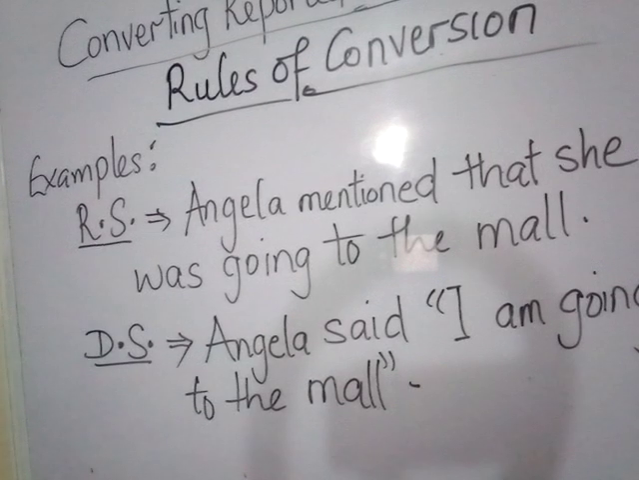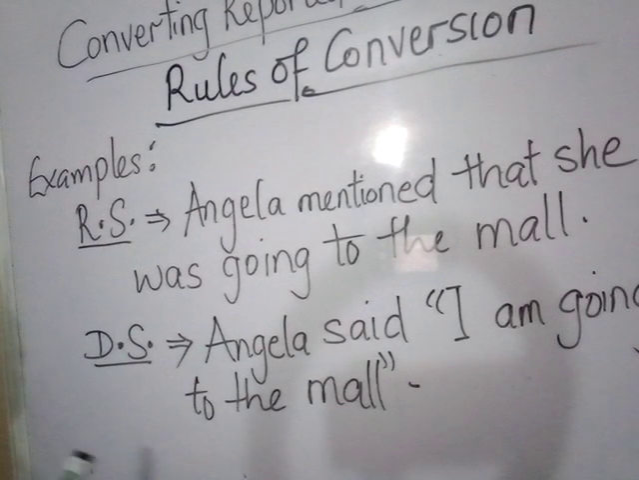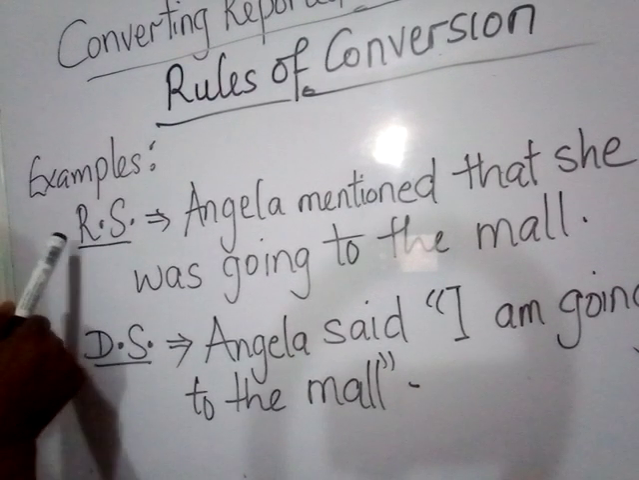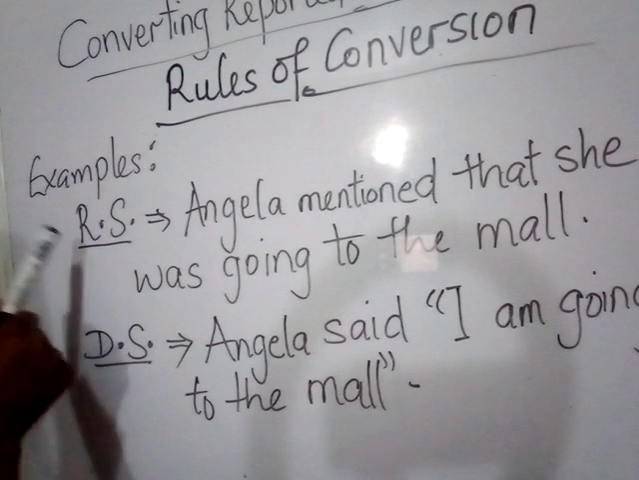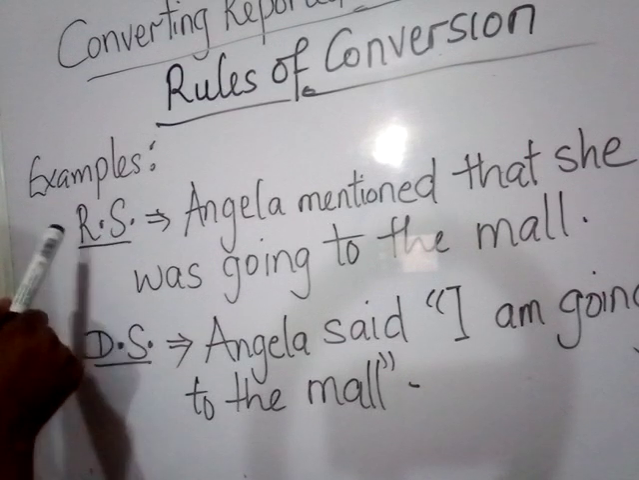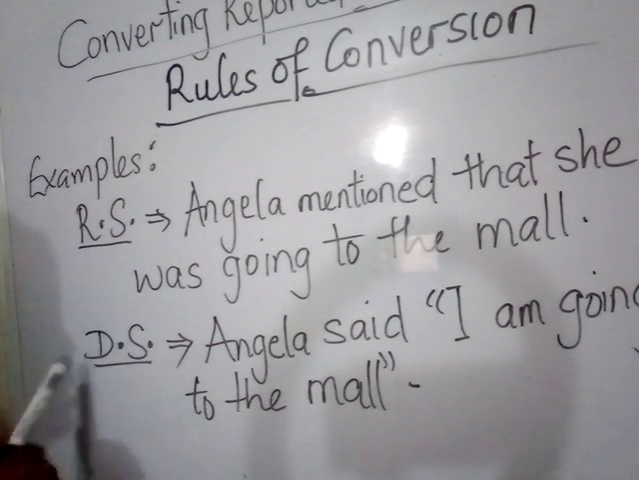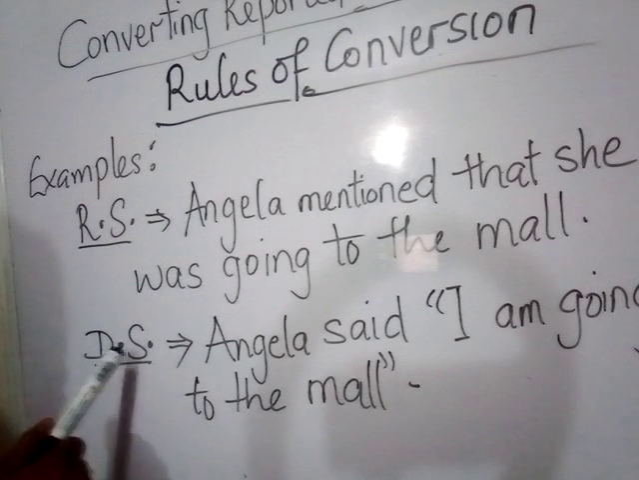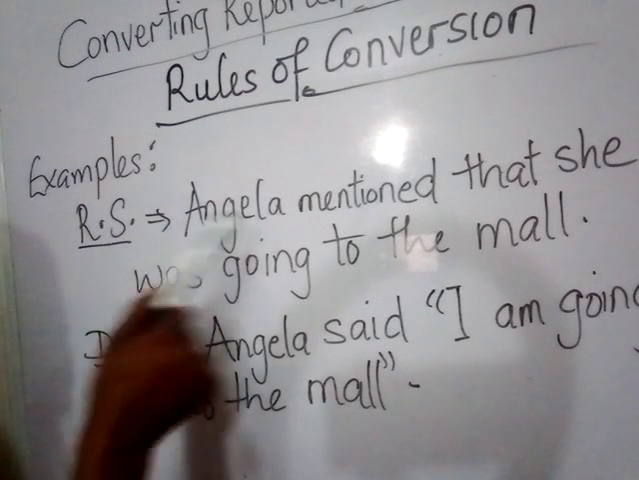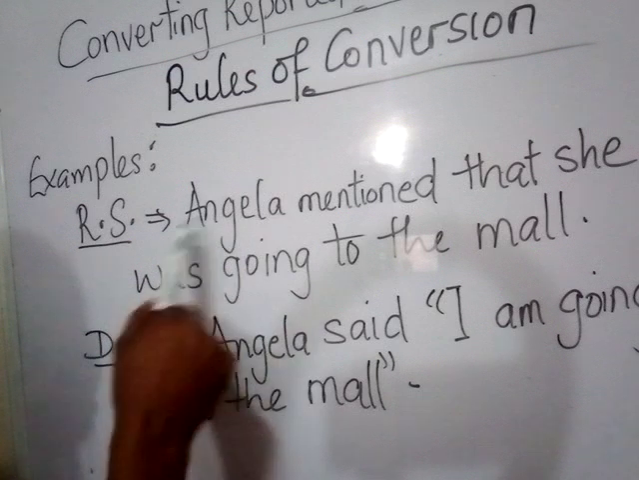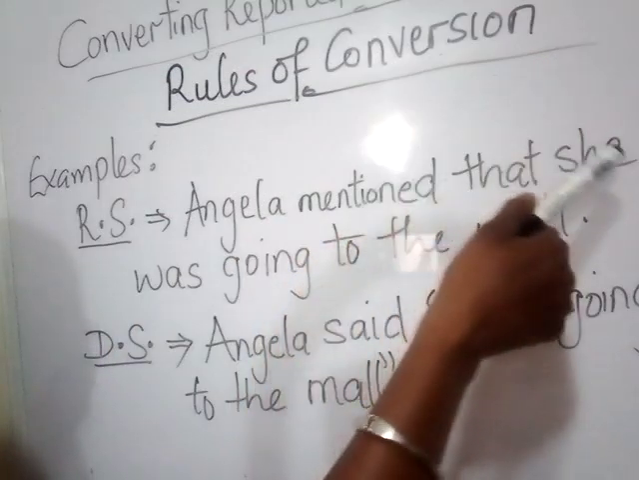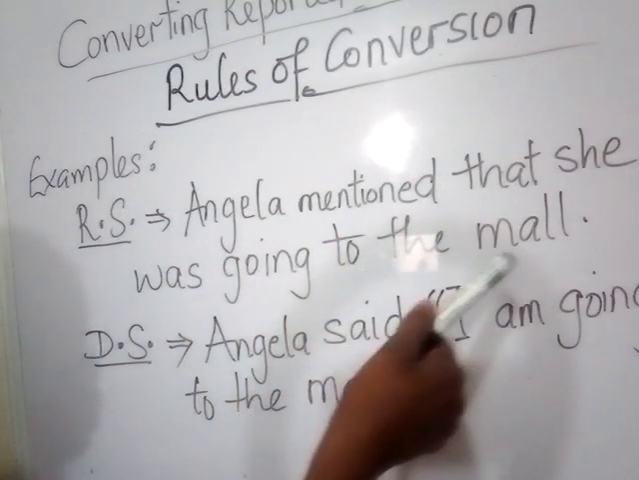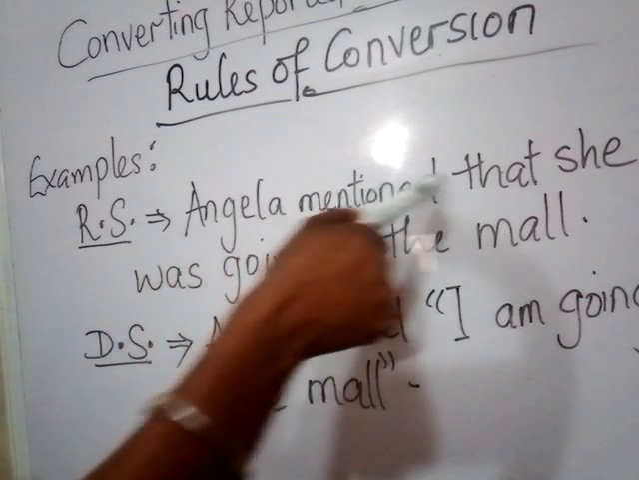So quickly, let's look at the first example. The first one here, this RS stands for reported speech, and the DS is direct speech. So the first example here in reported speech is, Angela mentioned that she was going to the mall.